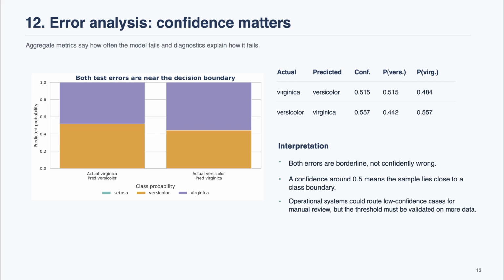This is an important interpretation. It means the model is uncertain because the samples are close to the class boundary. In a real operational system, we could use this kind of confidence information to route uncertain cases for manual review. However, any threshold would need to be validated on more data.